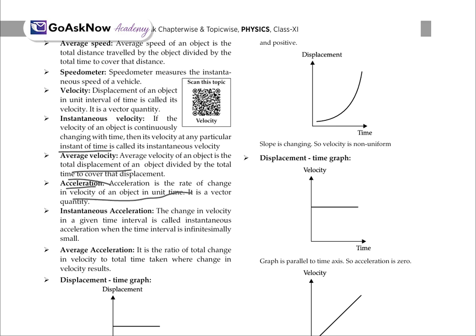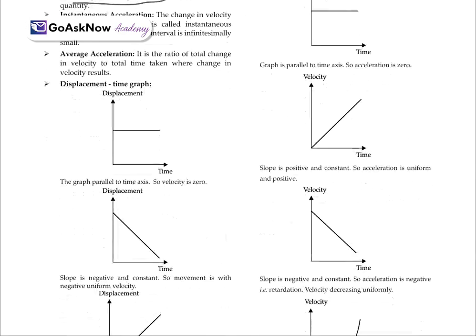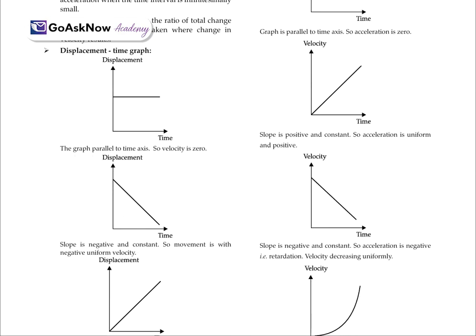Now, moving to the next, we'll read some graphs. Okay, displacement time graph. Firstly, the graph is between the displacement and the time. See, here if you can see, the graph is parallel to the axis. We can see that this is just parallel to the time axis. So, the velocity is 0 in this particular case.